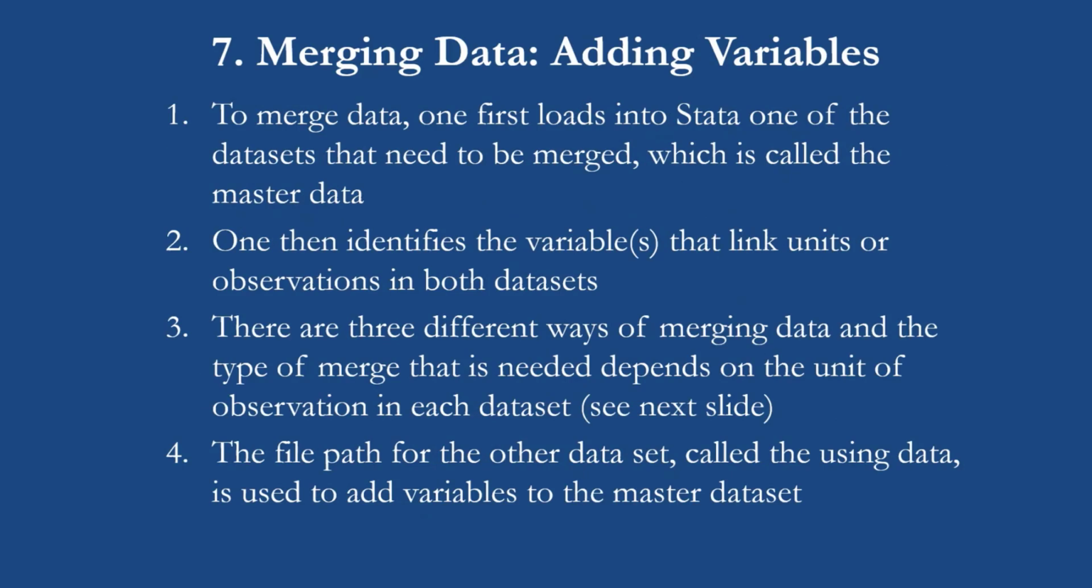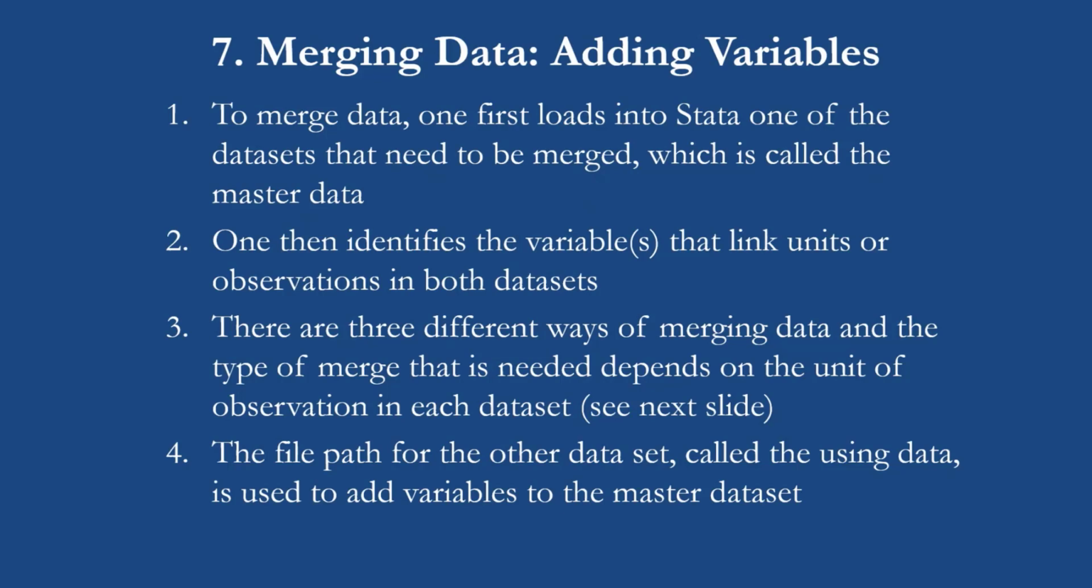So the process of merging data basically goes like this. First, you load into Stata one of the data sets that you want to put together, and in Stata terminology, that's called the master data. Then you need to figure out, okay, what are the identifying variables that link observations in one data set to observations in the other data set? So you need to make sure that you know those.